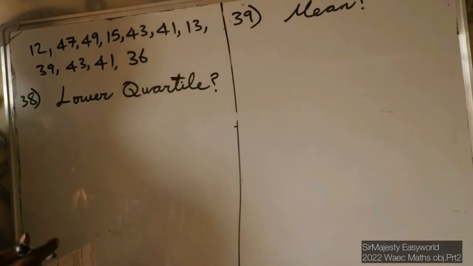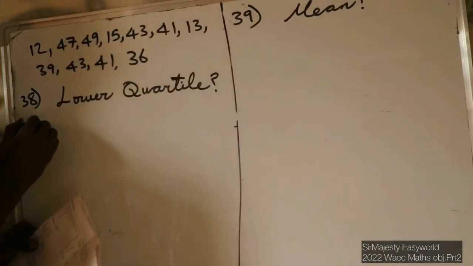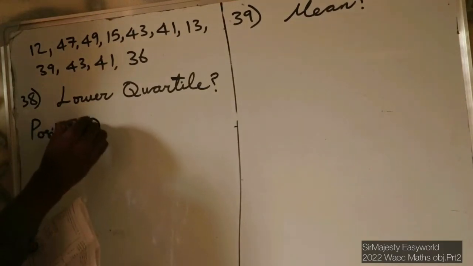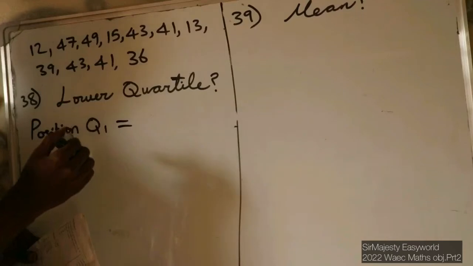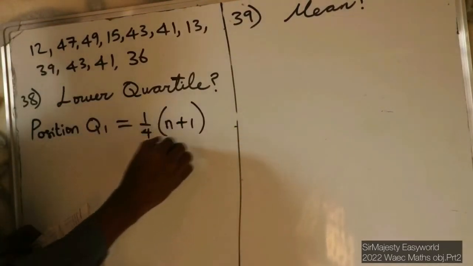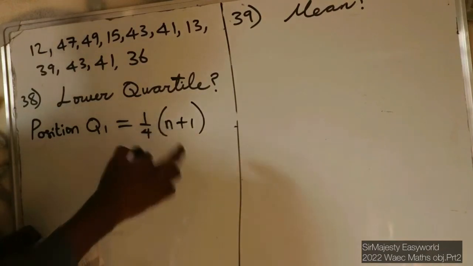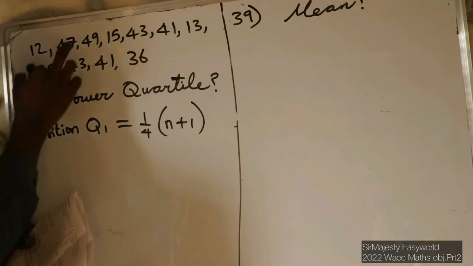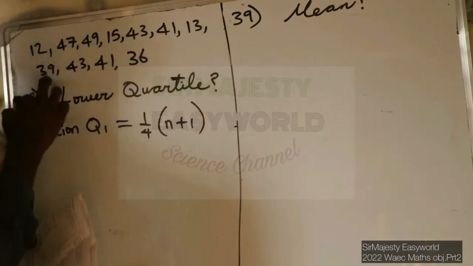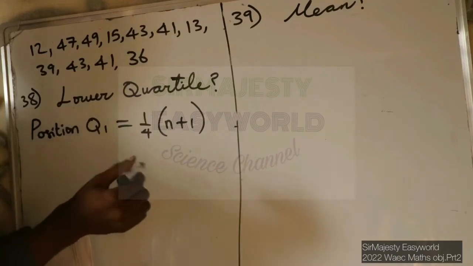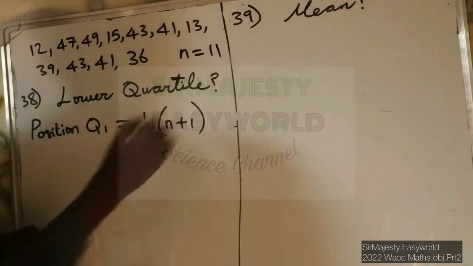To find the lower quartile, we have to first find the position of the lower quartile. The position of the lower quartile, which is Q1, is given by 1 over 4 brackets n plus 1, where n is the number of the sample space. So n is how many numbers we have here? 1, 2, 3, 4, 5, 6, 7, 8, 9, 10, 11. So our n is equal to 11 for this one.